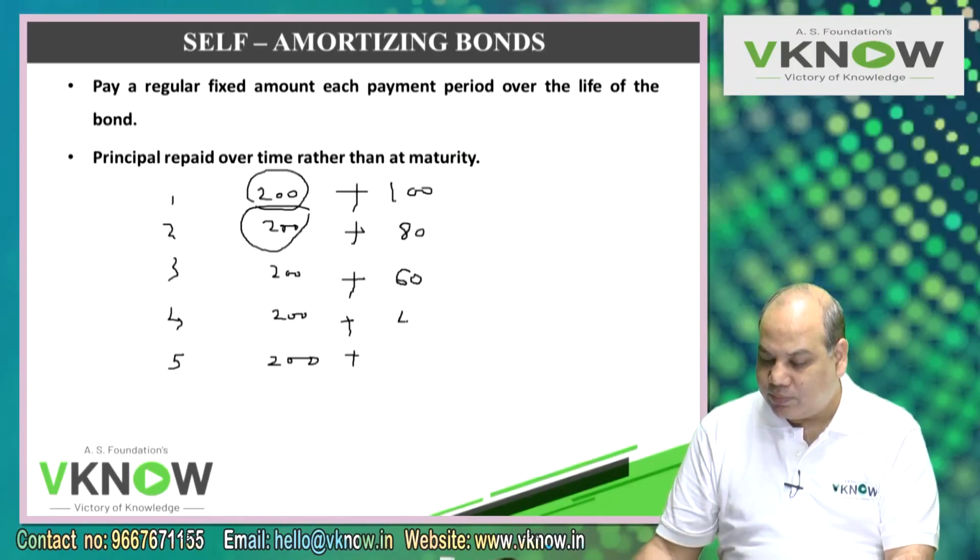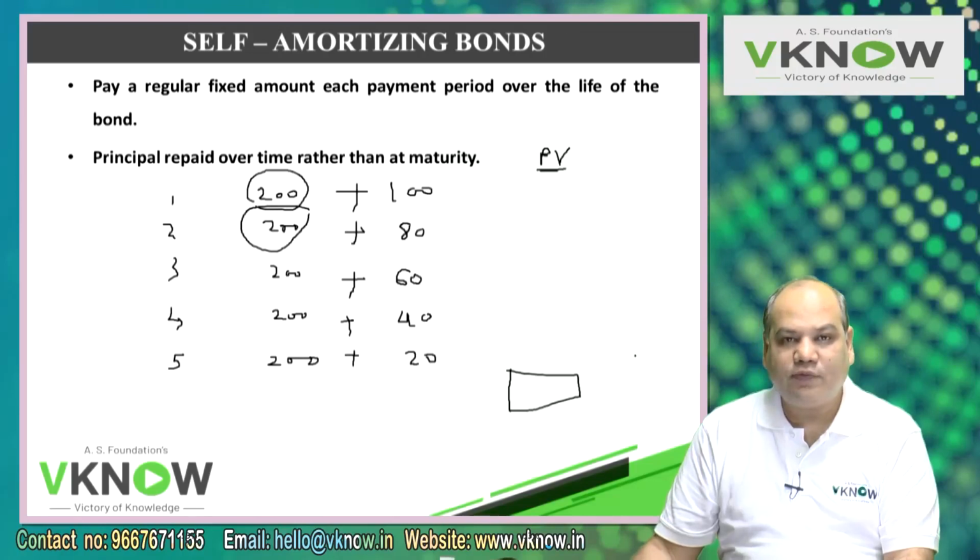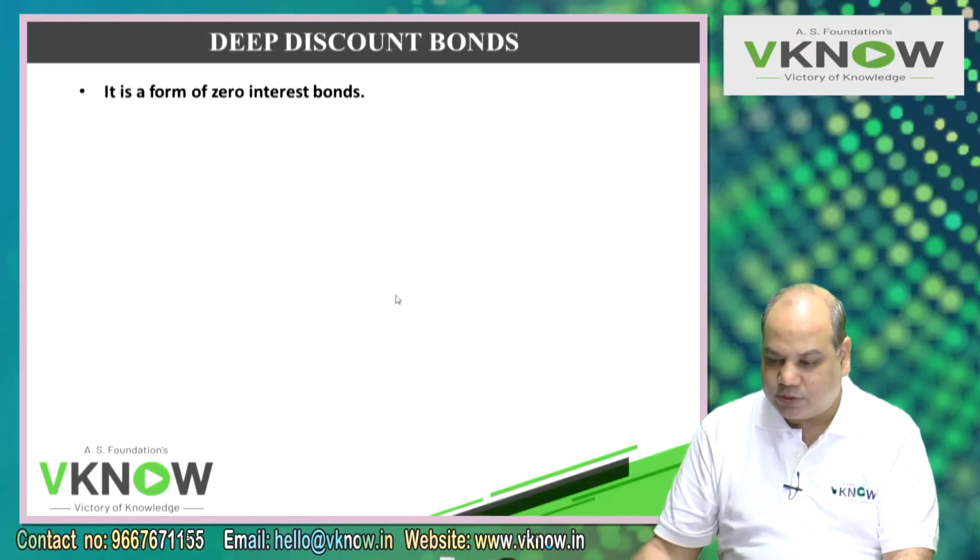So this way you have to calculate the cash flows of each year. So these are the cash flows of each year, and then you compute the present value at your required rate of return. Take the total. This is the intrinsic value of a self-amortizing bond. So we'll solve a question on this after some time.